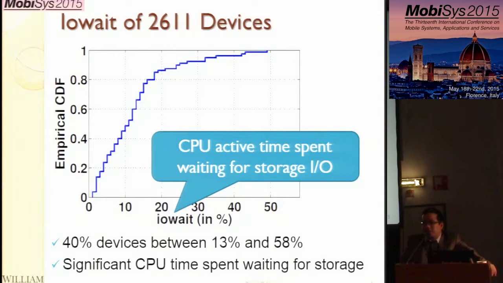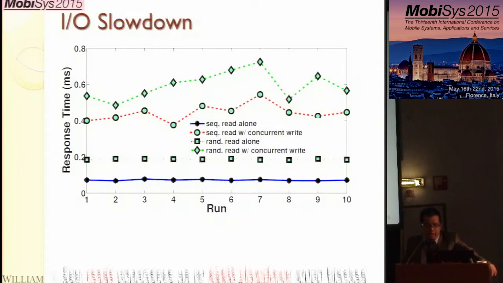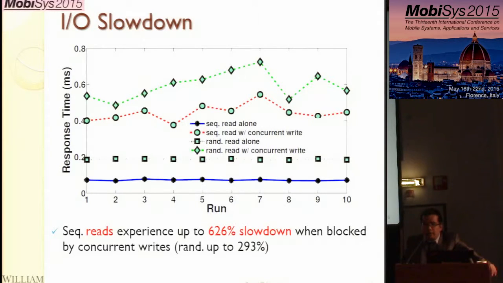So to conclude here, it's a significant CPU time spent waiting for storage I/O, and this motivates us to question what might be causing such waits. And it turns out that it's partially due to an I/O slowdown that I'm going to talk about briefly now. The main thing is that reads experience up to a 600% slowdown when blocked by concurrent writes. So when you have reads and writes going on in the background, reads are slowed down significantly.